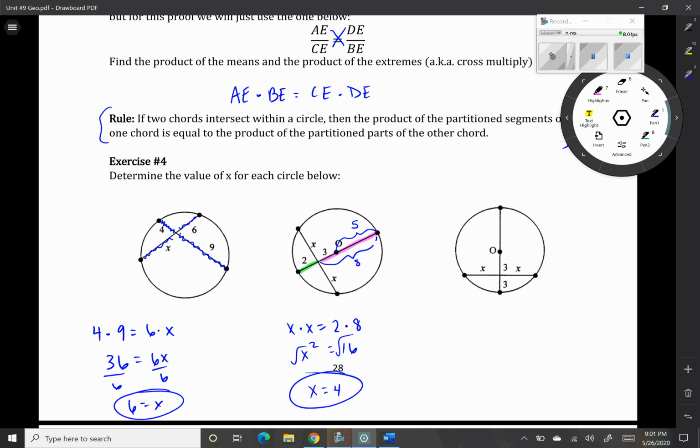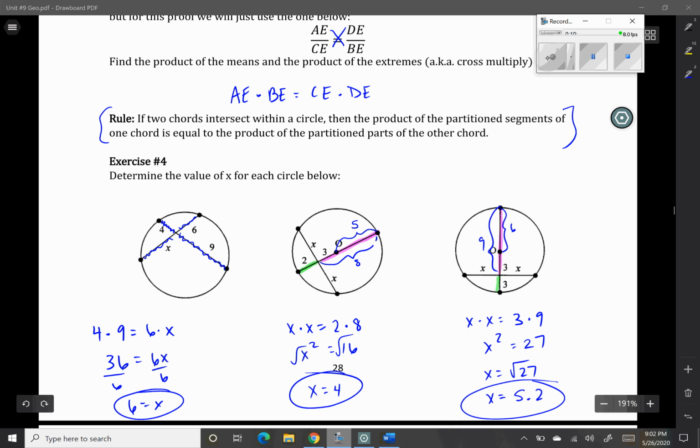The third one is very similar to the one in the middle that we just did together. So go ahead, pause the video, and try the third one by yourself. When you come back to the video, it'll be done for you, and I'll talk through how I got my answer. All right, so welcome back.